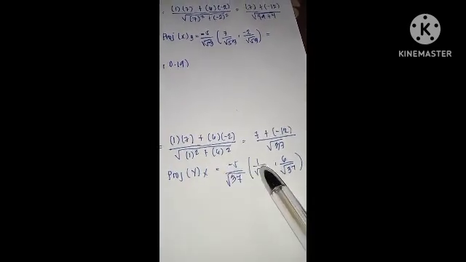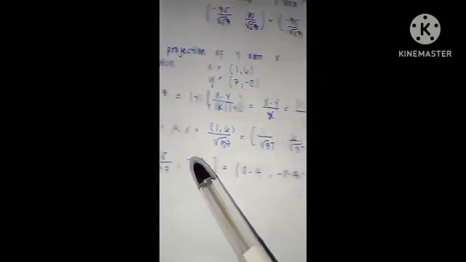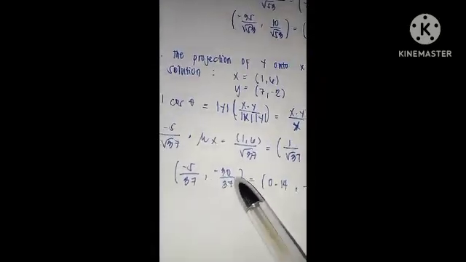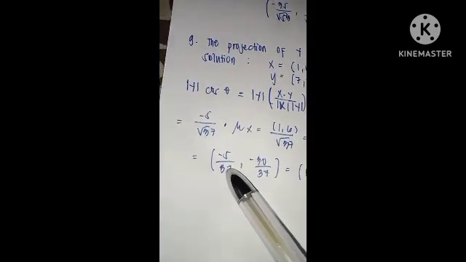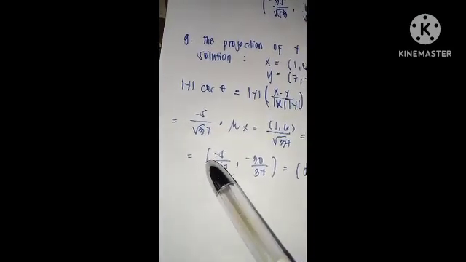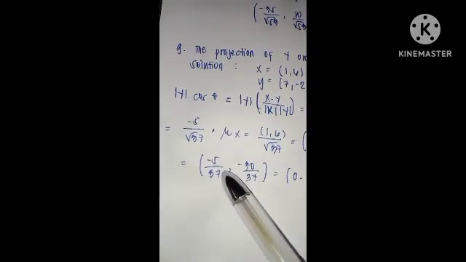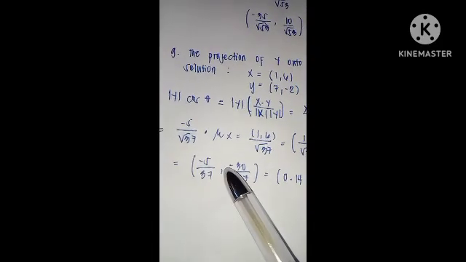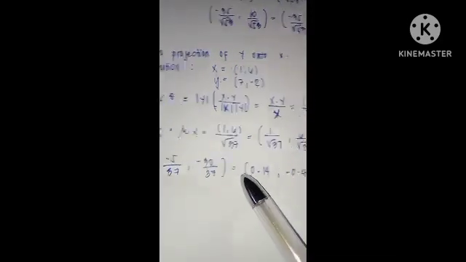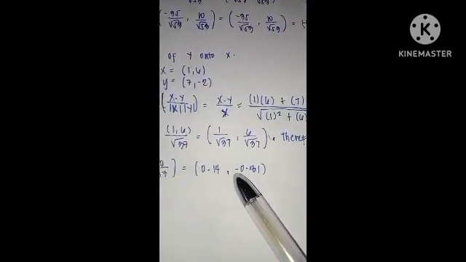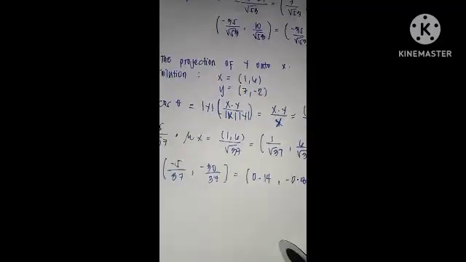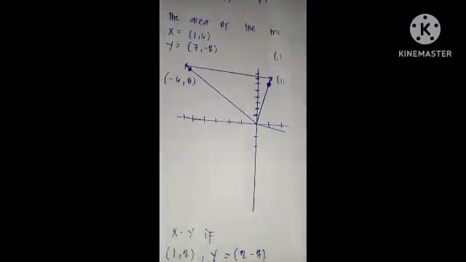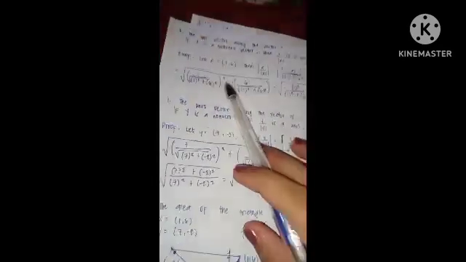So negative 5 times 1 is equals to negative 5. Negative 5 times 6 is equals to negative 30. So negative 5 divided by 37 is equals to 0.14. So negative 30 divided by 37 is equals to negative 0.81. So that is my answer in letter G. So let's proceed to letter H.